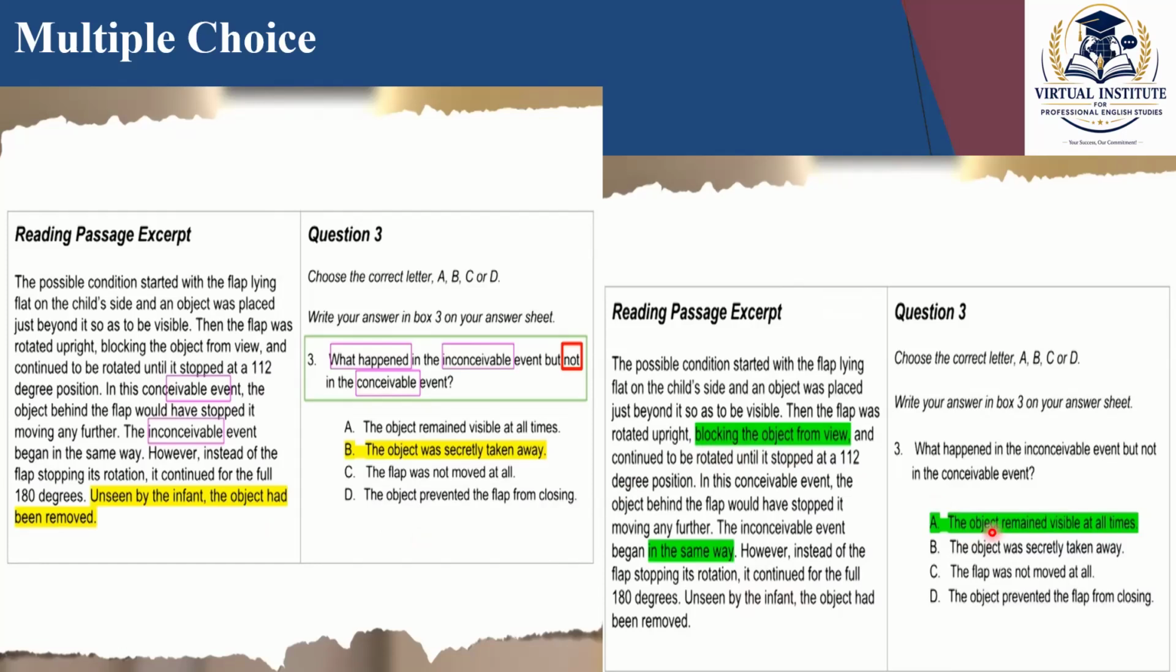Then you can also see the object remained visible at all times, right? So this is what happened in the conceivable event, and this is being discussed here as well. The inconceivable event began in the same way as the conceivable event. However, you see, the word however is telling you, and the word instead of is telling you that something opposite has happened, and that is that the object is being removed, right? Yes, sir. So this is a bit technical and you need to be very, very focused. Atika, are you following? Yes, sir.